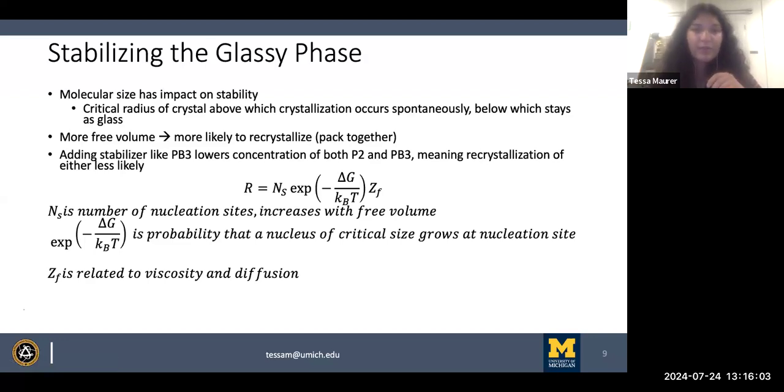And this describes a little bit more mathematically why the free volume is so important. Free volume is related to your number of nucleation sites, and that directly relates to your probability of recrystallization. But I won't spend too much time on those equations.